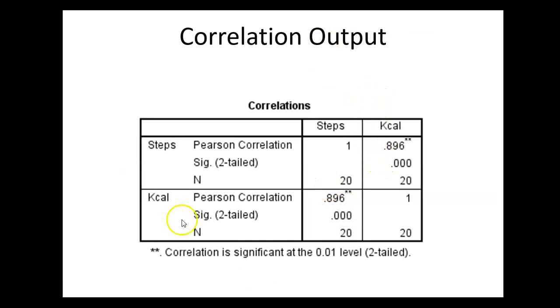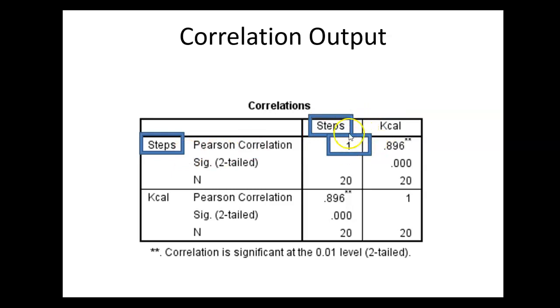Now let's say that we ran a correlation and we see this value, and it's 0.896. So this is just saying the relationship between steps taken and calories burned. Now, this is pretty close to 1, so it's a strong and positive correlation. Then what we look at right here is our p-value. Because this value is less than 0.05, we say that the results are significant.